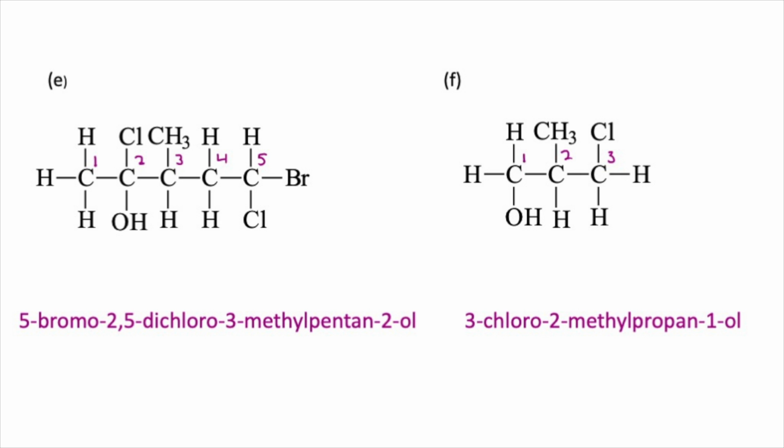Now F is easier to name. The longest chain is 3 carbons long. I number the chain nearest the OH group, so I'm going to number left to right here. The OH group is on carbon 1, so it's going to end in propan-1-ol. And I've got a chlorine on carbon 3 and a methyl group on carbon 2, so this alcohol is called 3-chloro 2-methyl propan-1-ol.